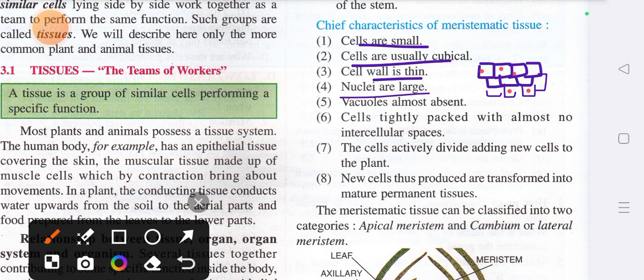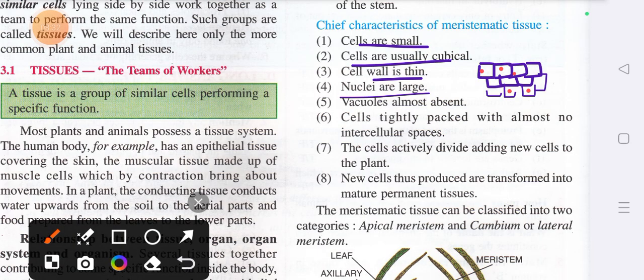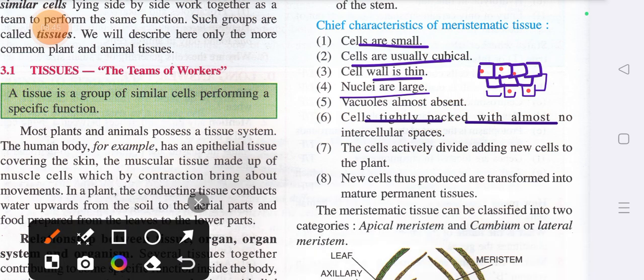Vacuoles are almost absent. It is not that vacuoles are not there, but they are almost absent. Cells are tightly packed with almost no intercellular space, so here you can see there is no space between the cells. The cells actively divide, adding new cells to the plant. Cells divide very rapidly, and it leads to growth in plants, because we are learning about plant tissue. New cells thus produced are transformed into mature permanent tissue.